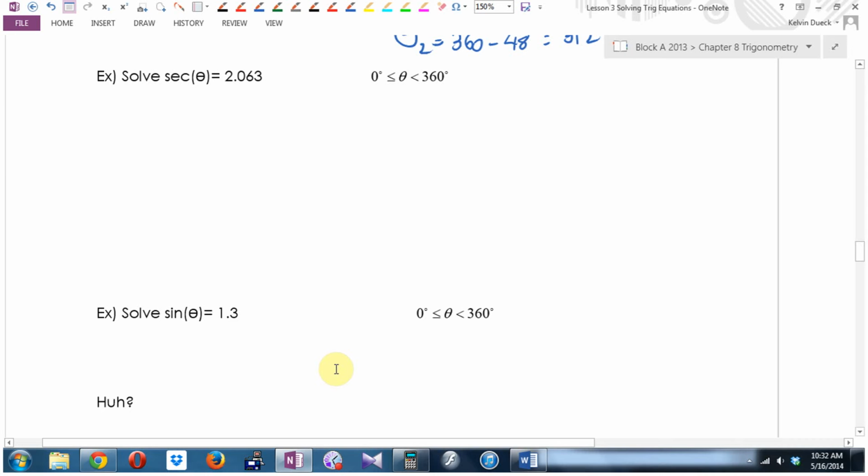Secant theta equals 2.063. Which trig function did they give me? Secant. I won't deal with it. What does secant go with? Okay, really, this is cosine of theta equals 1 over 2.063. It's the reciprocal. You okay with that? Then you'd write it down, wouldn't you?